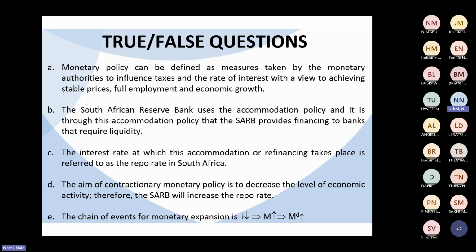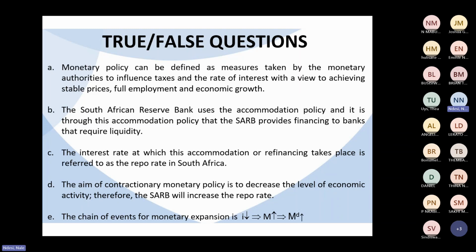Lastly, the chain of events for monetary expansion is that a decrease in the interest rate leads to an increase in the quantity of money, which leads to an increase in the demand for money. Is that true or false? I'm saying it's false because I think we should increase the demand for money before we increase the quantity of money. So it's the other way around. That is correct. So the statement is false.